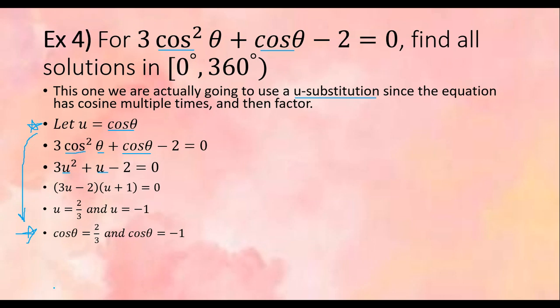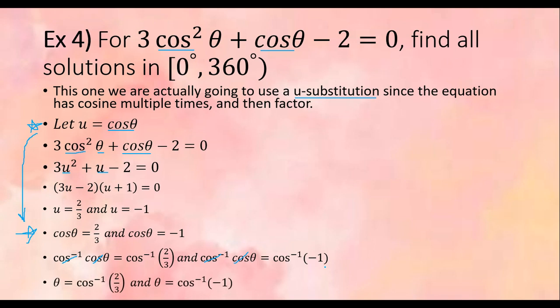Okay, but then this isn't so bad though, because this is basically where the last three problems were at. In order to get theta alone, I just have to take the inverse cosine of both sides. Right? Inverse cosine of cosine theta is equal to the inverse cosine of 2/3. Boom, I'm left with theta. And then the second half is going to be inverse cosine of cosine theta is equal to inverse cosine of -1. So I really have two options. Theta is equal to inverse cosine of 2/3, and theta is equal to inverse cosine of -1. Now I'm back at where we have been for the other problems.